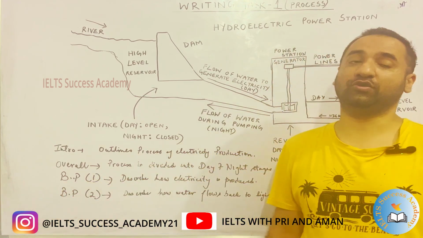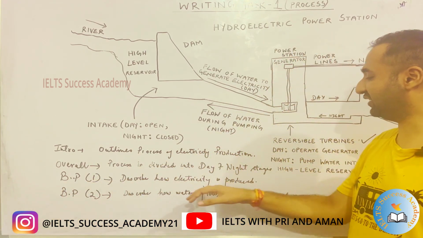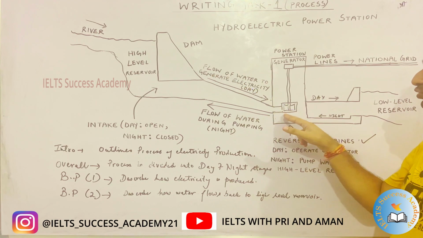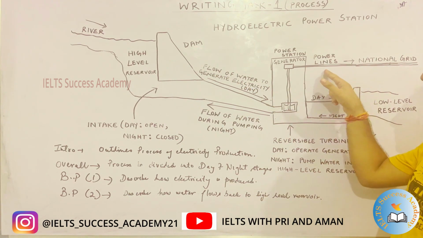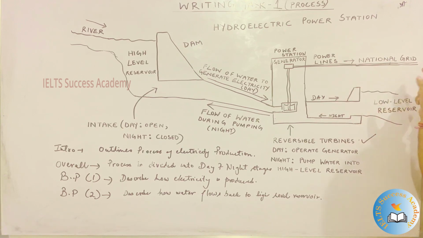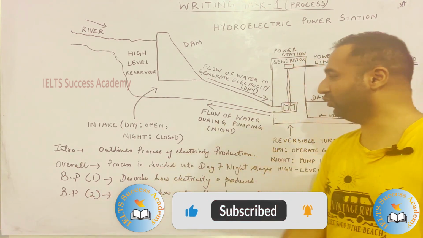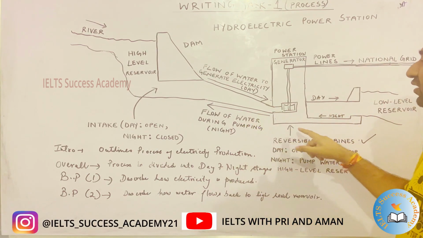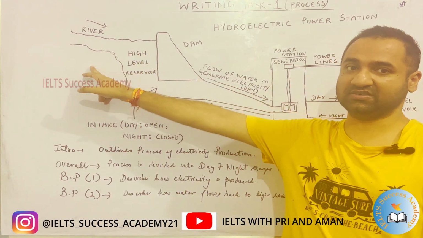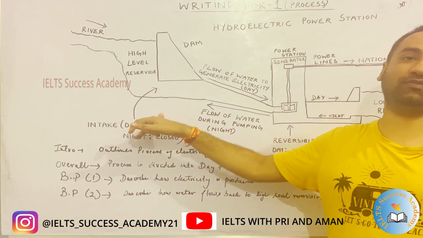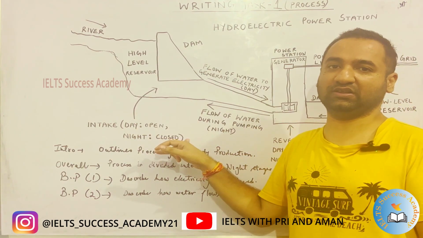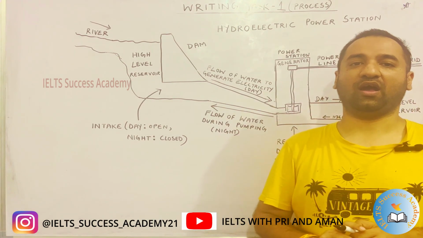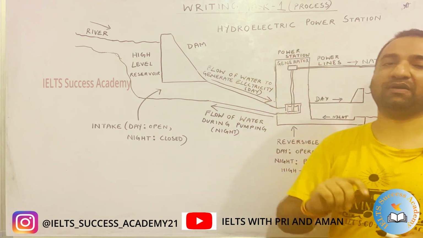In your body paragraph 1, you have to illustrate further how electricity is produced, right? Water moves from the high level reservoir, goes to the generator, and through the generator, electricity moves to the power line to the national grid. While in your body paragraph 2, you will describe how the reversible turbine works and water flows from the low level reservoir to the high level reservoir. You also have to describe the opening of the intake during the daytime as well as closing during the night time. Okay. So this is writing task 1, and how a hydroelectric power station works.